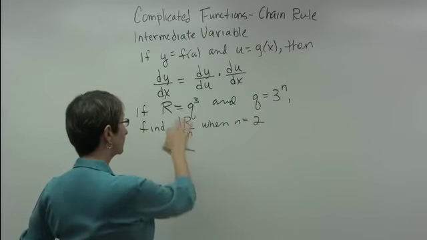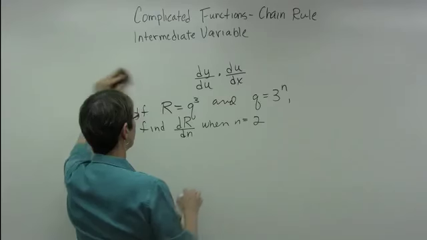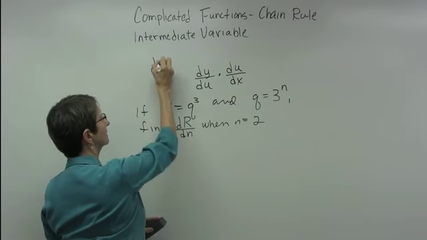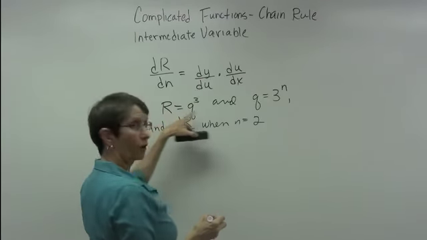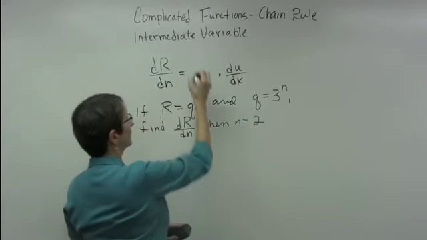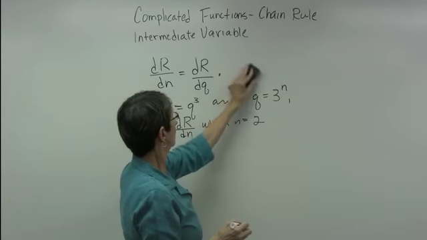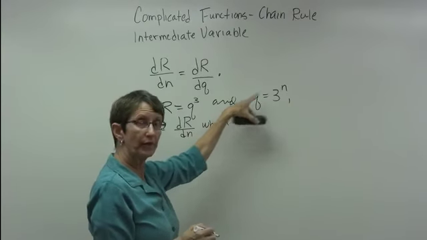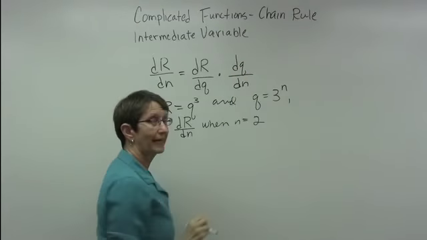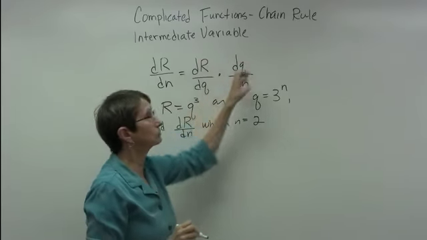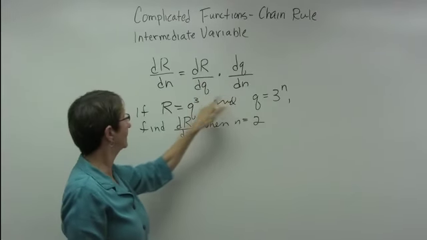So for the chain for this particular problem, we'll start off with the derivative of r with respect to n. And then we go from r to q, so we have the derivative of r with respect to q. And then from q, we go to n, so I'll multiply by the derivative of q with respect to n. According to what you used to learn from fractions, if you could cancel the dq's, you would have dr dn, and that's what we want.